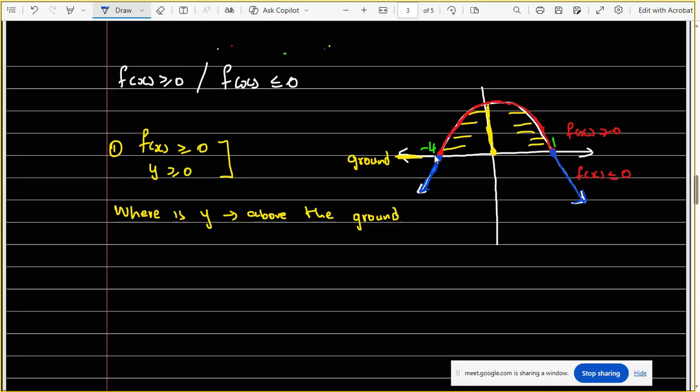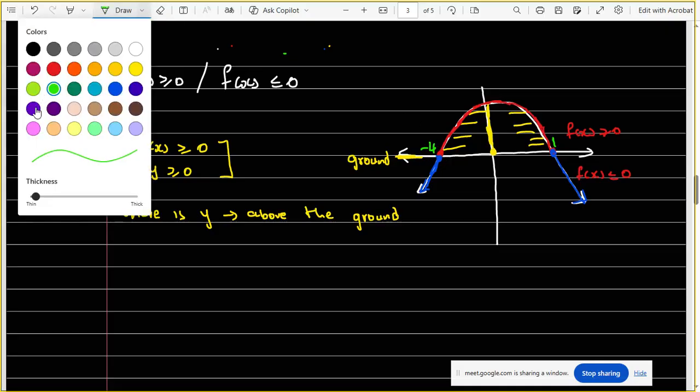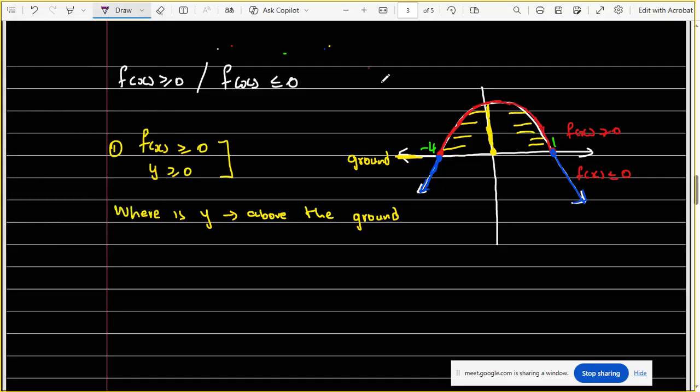So when they ask you for which values of x is f at x above the ground, it's from this point going in that direction, and from this point going in that direction. Therefore, the answer is x must be greater than negative 4 and less than 1. Are you happy with that? Yes, I am.